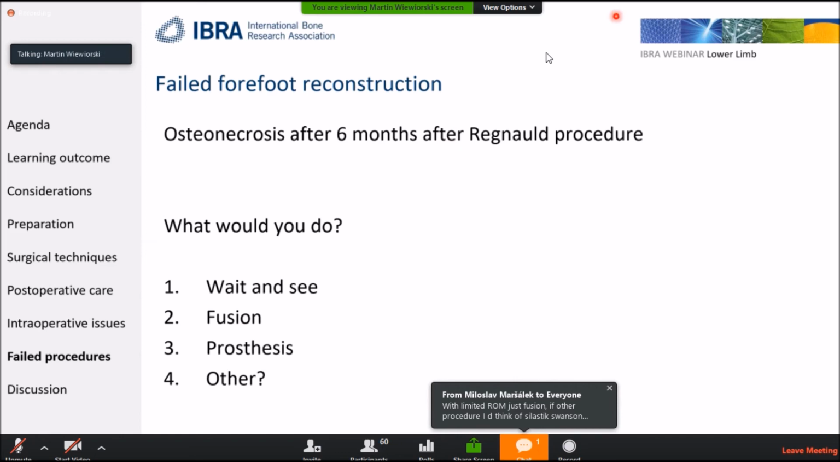So guys, okay, Miroslav has a comment here. Right, he thinks that there might be some kind of Swanson type interposition implant there. Could be an option. I mean, it could work over time. I'm just not sure if she's going to be happy with it. She's 26 years old.